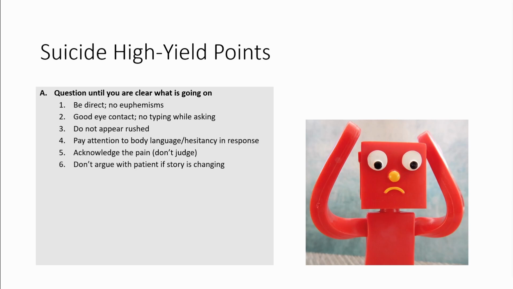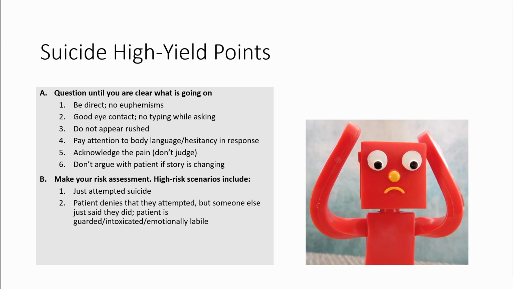With all of the information, you can make a risk assessment. So some higher risk scenarios include if a patient has just attempted suicide, if they attempted suicide, are currently denying it, but collateral information says otherwise, or if the patient has prior suicide attempts. And with all of this information that you gathered, you'll need to decide whether the patient is safe for discharge home with outpatient follow-up, or if a patient requires inpatient management and treatment for their safety.